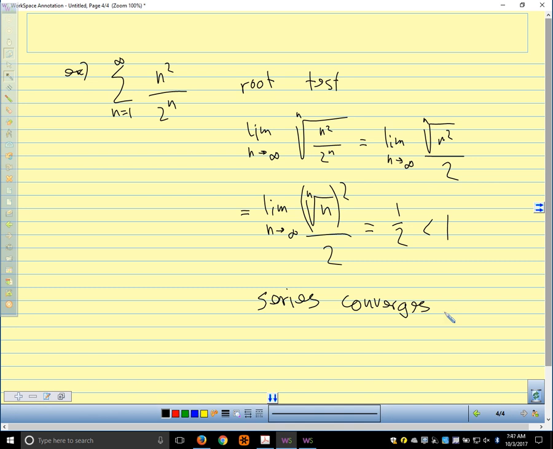I said absolutely, but we don't. This one doesn't alternate, so it doesn't matter. But we would get the same convergence if it were negative 1 to the n times n squared, because we have the absolute value. So we just tested 2 series in 1. All right, questions?